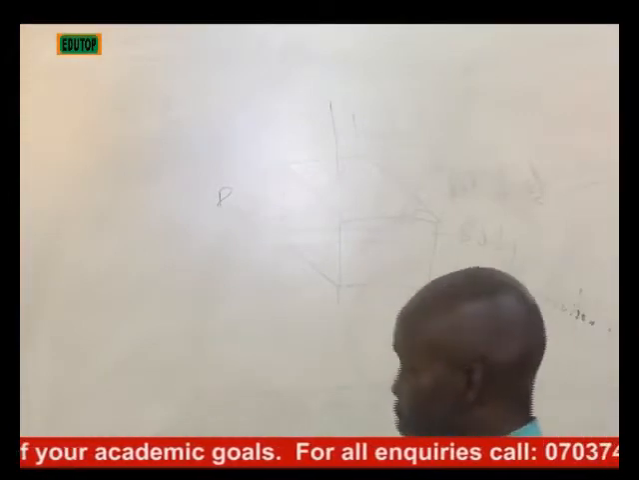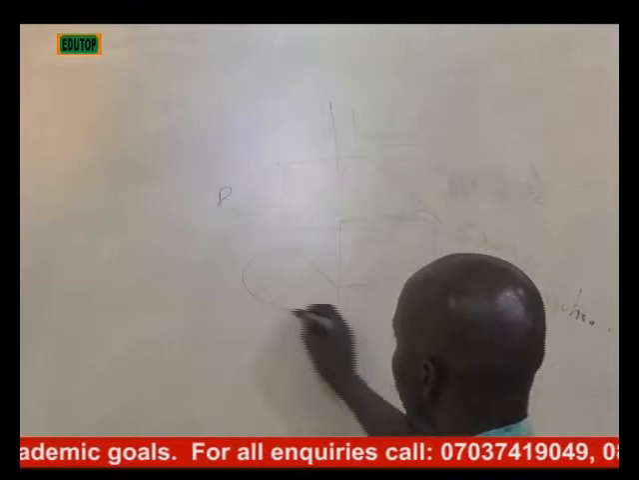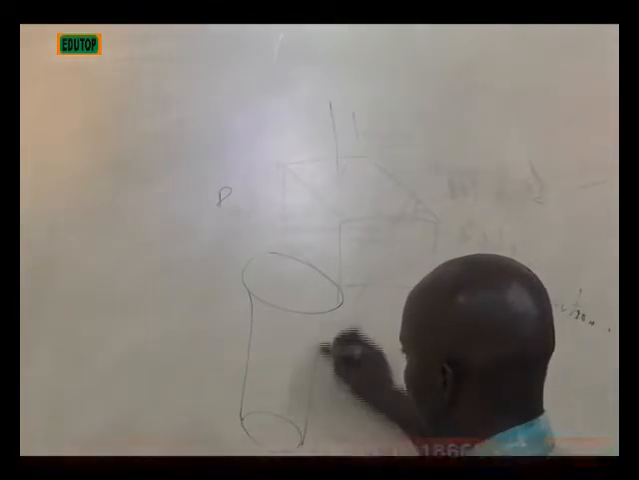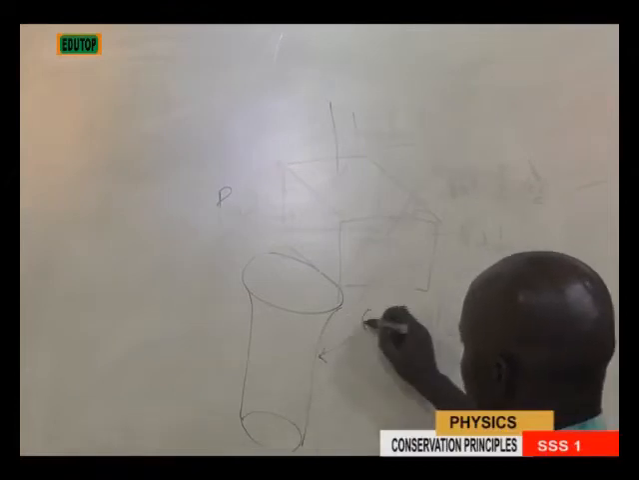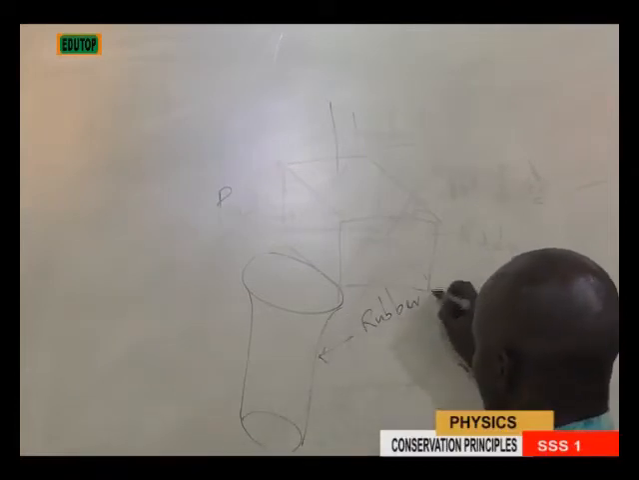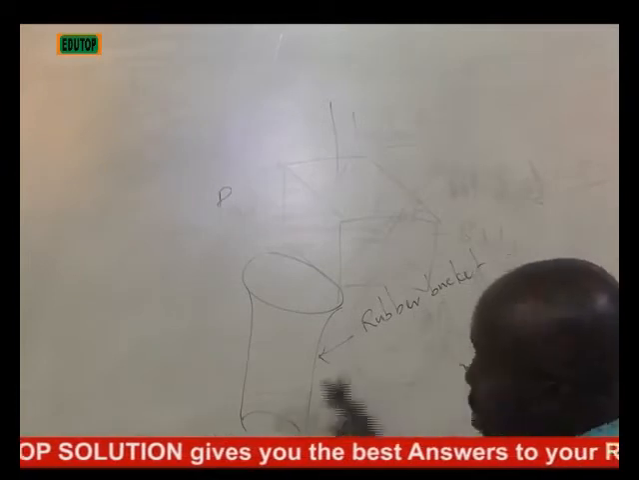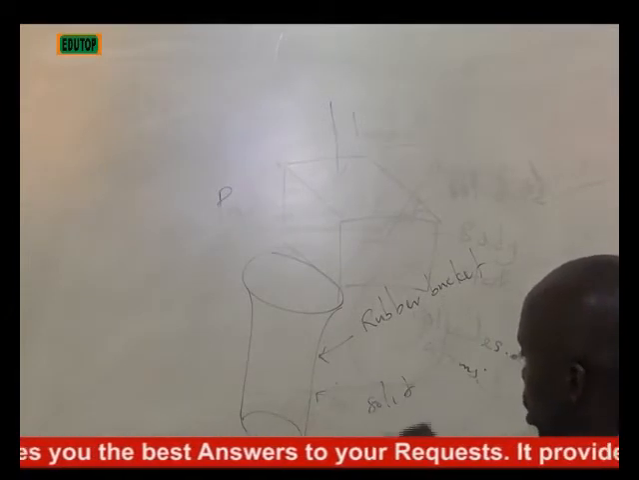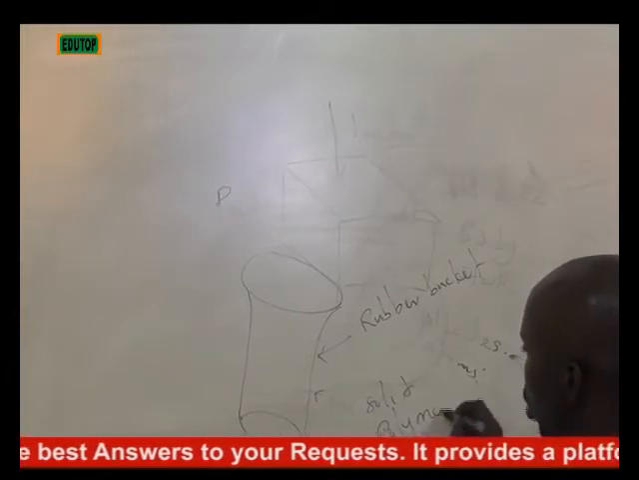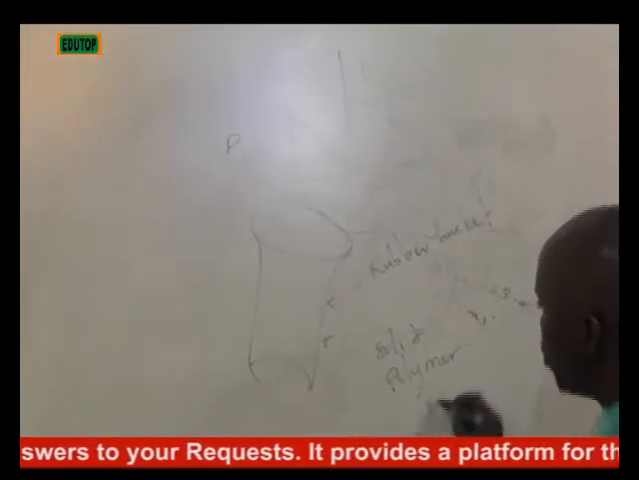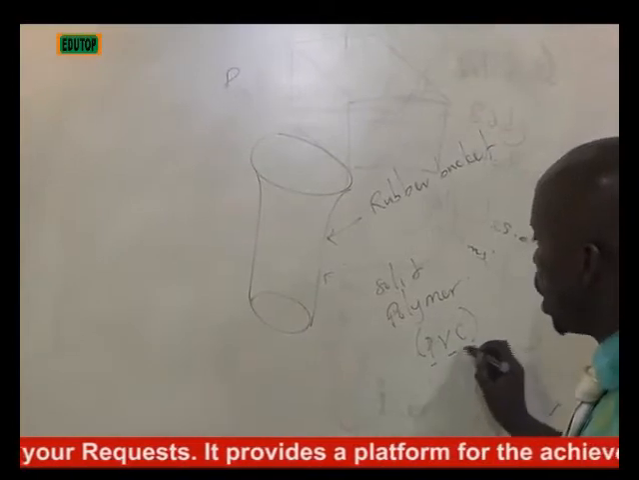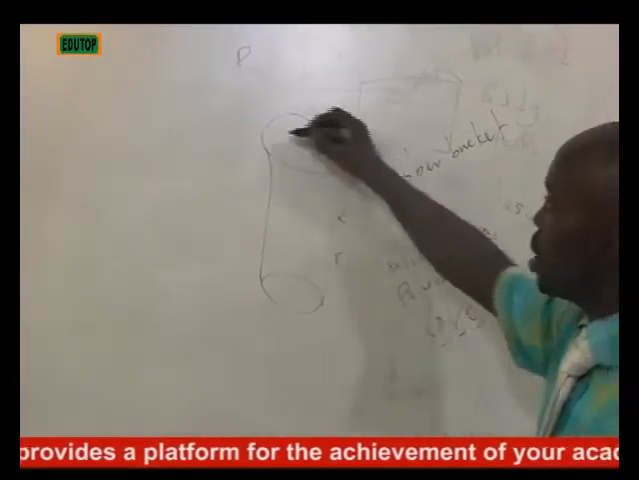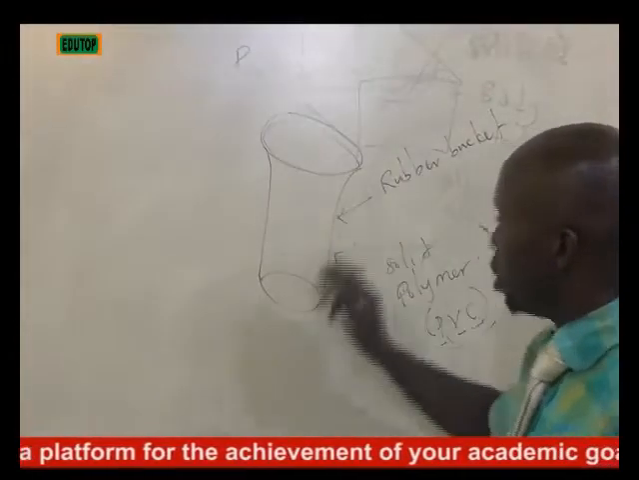Let's take for instance a rubber bucket. A layman will say this is a rubber bucket, but a scientist or an engineer will not say that. We call it a solid polymer, or PVC, polyvinyl chloride. Now, if you do chemistry, you'll be taught all this. If you have a solid polymer here, it's a plastic.